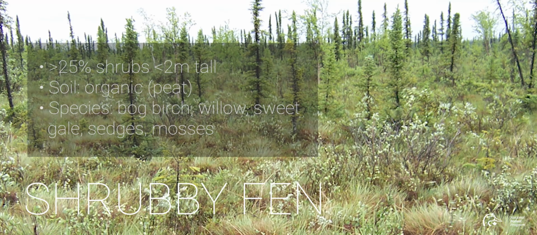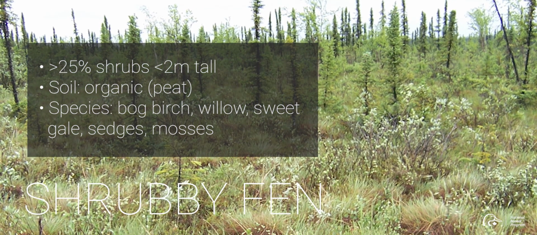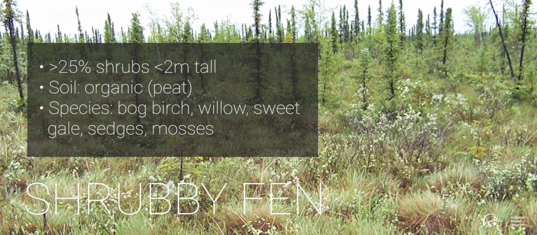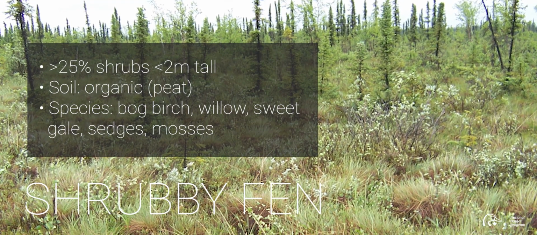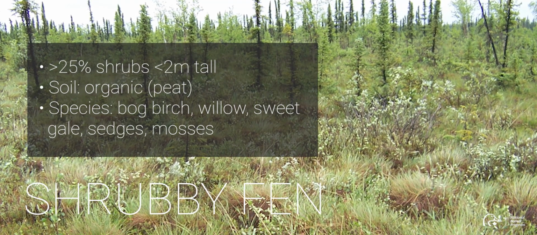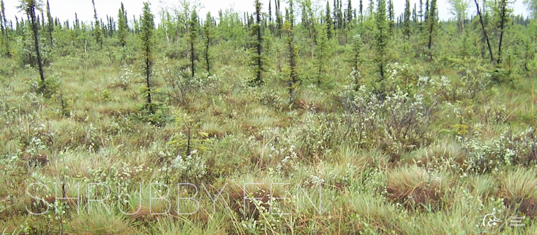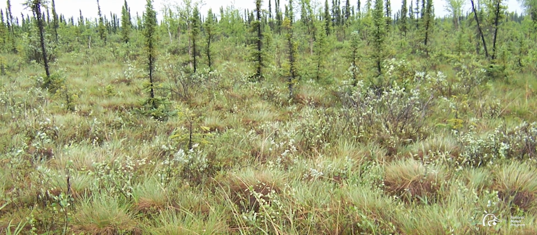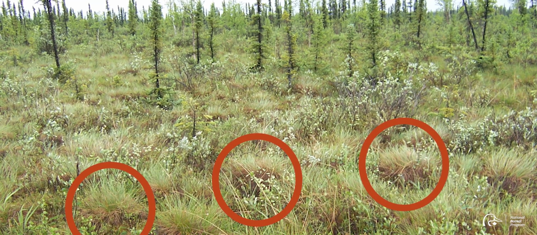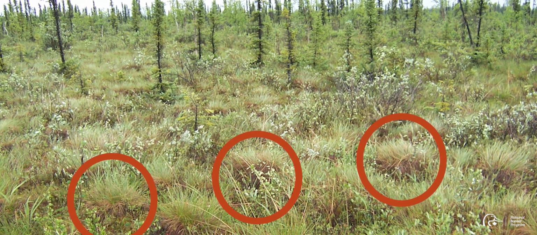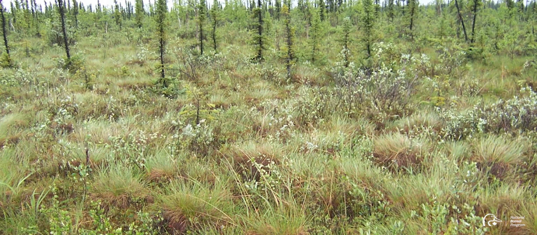Shrubby fens lack a dominant tree cover and instead are dominated by shrubs. Common species include bog birch, willow, sweetgale, Labrador tea, and brown and sphagnum mosses. In this photo of a shrubby fen, we can also see an example of tussocks. Tussocks are raised mounds formed of a clump of sedge or grass that occur in both peat and mineral wetlands.